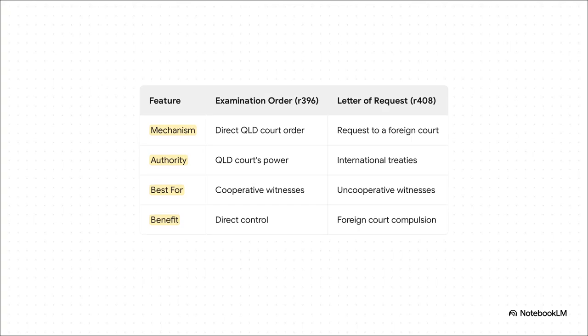So this brings you to a really key strategic choice. For a witness who's happy to help, a Rule 396 order is great because it gives you direct control. But for an uncooperative witness who's abroad, you need a Rule 408 letter of request. This uses international treaties and asks a foreign court to use its power to compel the witness. So to put it simply, Rule 396 gives you control, but Rule 408 gives you enforcement power in another country.